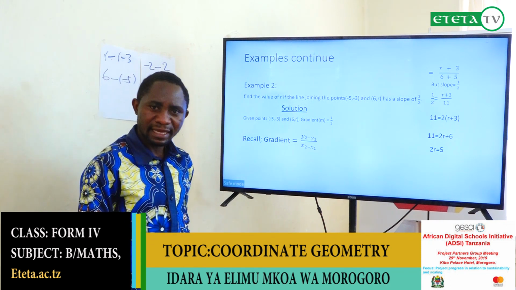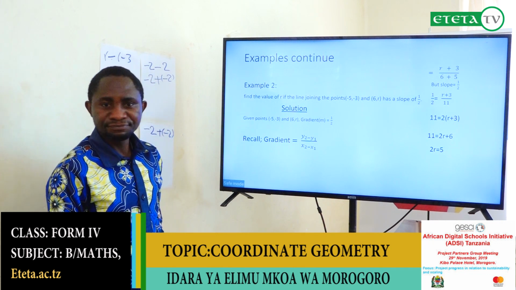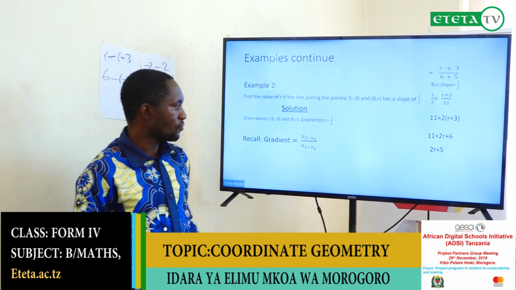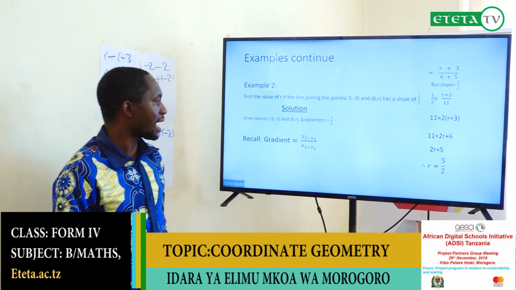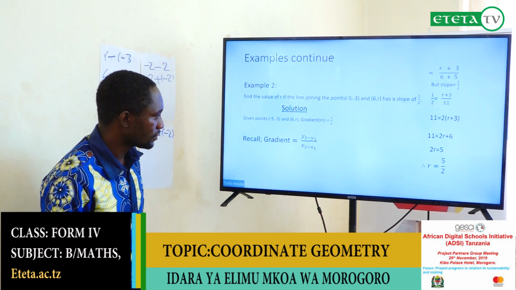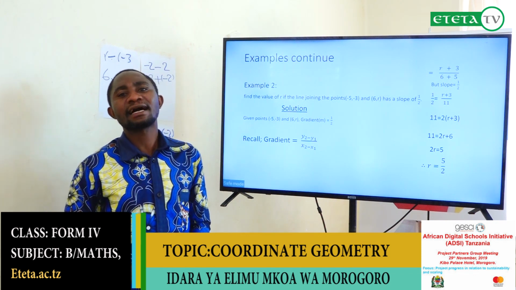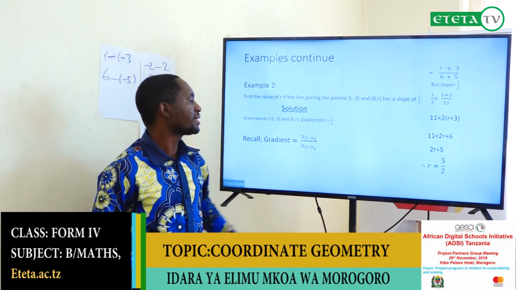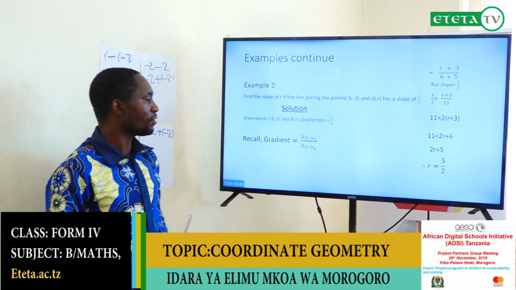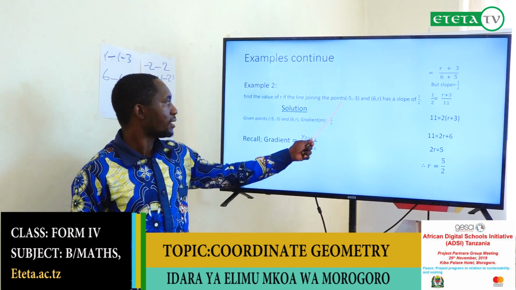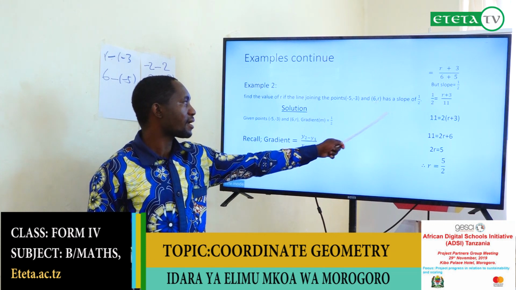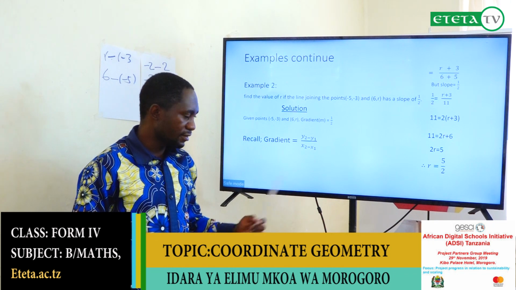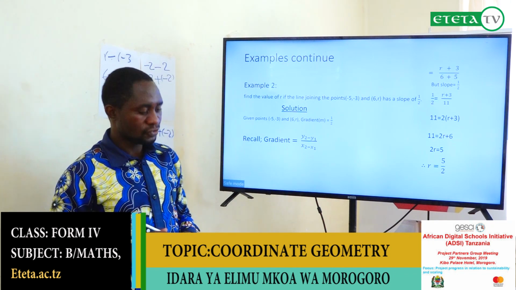Now how can we find r? Divide by 2 both sides. We get r equals 5/2. Now, that is the value of r that should be placed here so that the gradient of the line joining the 2 points, -5, -3 and 6, r is a half. So the expected value of r is 5/2.